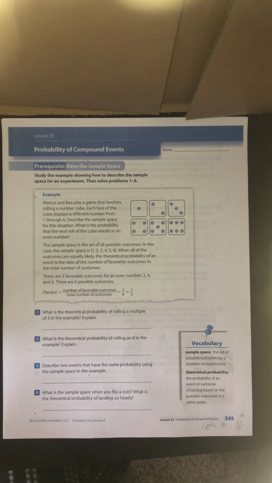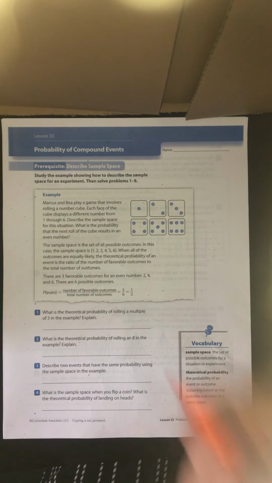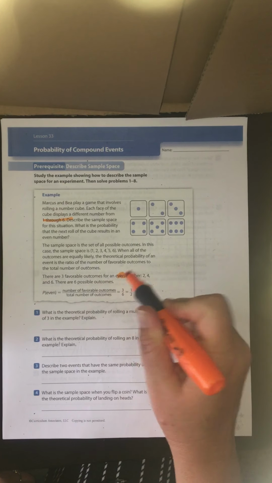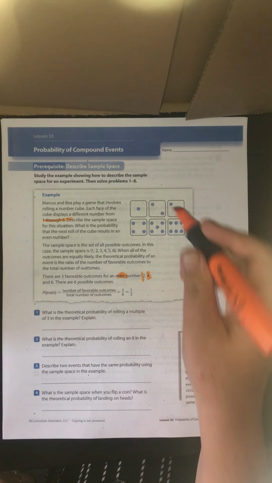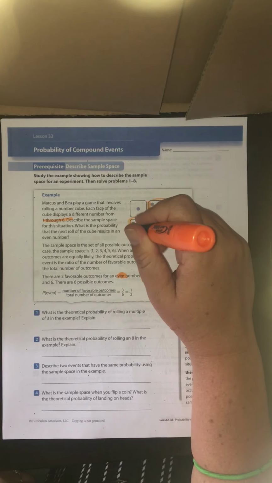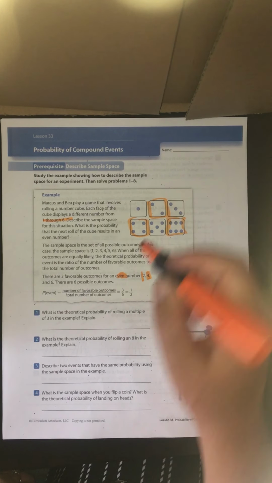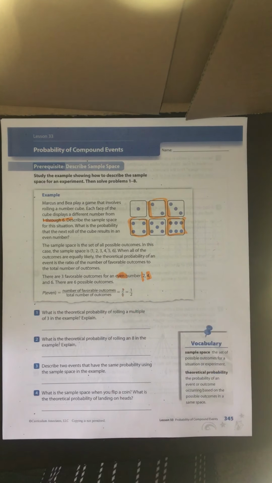And we're going to do page 345 or 346. It's giving an example of playing a game that involves rolling a number cube, and it's numbers 1 through 6. They're saying, what do you think that the next roll will be? If you're talking about an even number, you could have 2, 4, and 6, right? 2, 4, and 6 would work. And that would be 3 out of 6, which is 1/2.